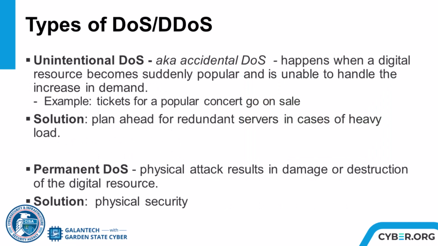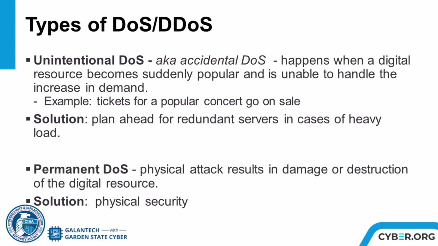Unintentional DoS or accidental DoS happens when a digital resource becomes suddenly popular and is unable to handle the increase in demand. It is not unusual for a DDoS to happen accidentally. Think about Cyber Monday shopping or tickets for a popular artist going on sale. If the servers are swamped with users trying to connect, there can be a DDoS with no malicious intent. Make sure you are planning ahead for redundant servers in cases of heavy load.